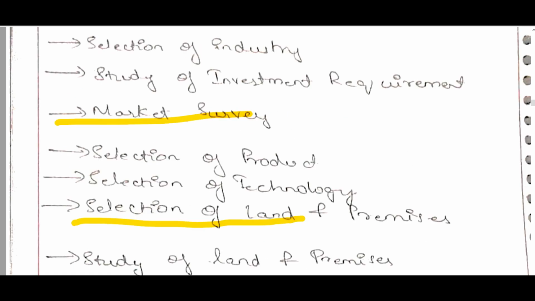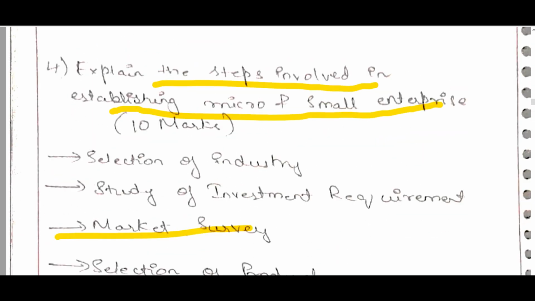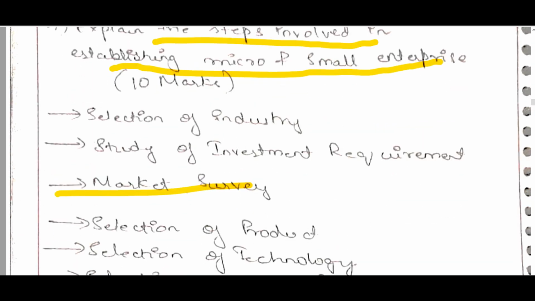If they have asked for 7 to 8 marks, it is more than sufficient. Okay, the first is selection of the industry, study of investment required. Suppose we have selected the industry of automobiles. To create a company in automobile, what is the investment required? We have to know about it.